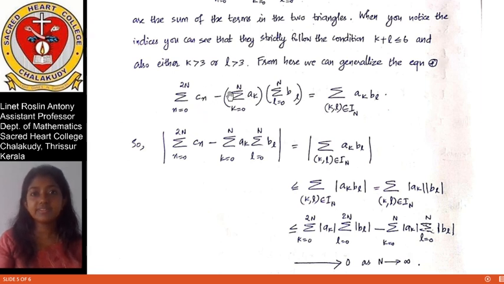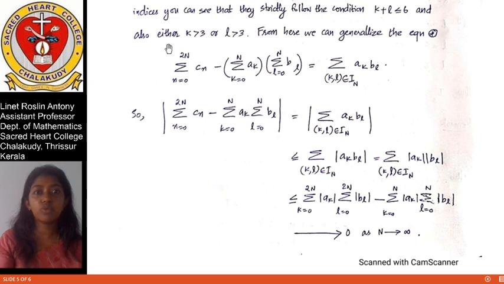the summation n equal to 0 to 2N of C_n minus the product of summation a_k, where k ranges from 0 to capital N, into summation b_l, where l ranges from 0 to capital N, which is nothing but the summation of the ordered pairs (k, l) belonging to I_N of a_k b_l. So we are taking the modulus of this difference. That is nothing but the modulus of this.